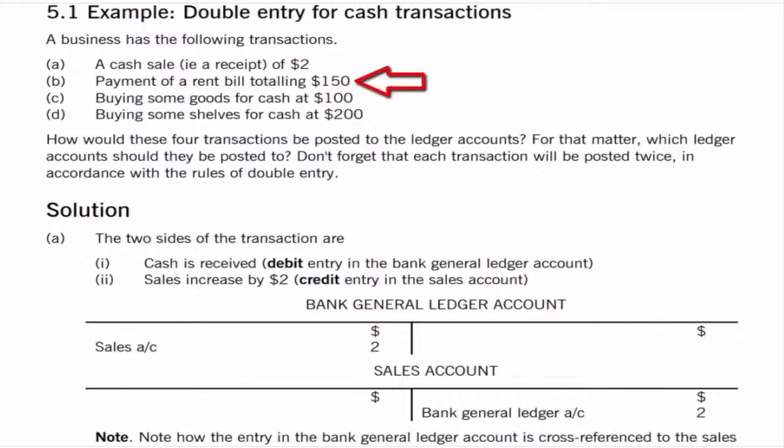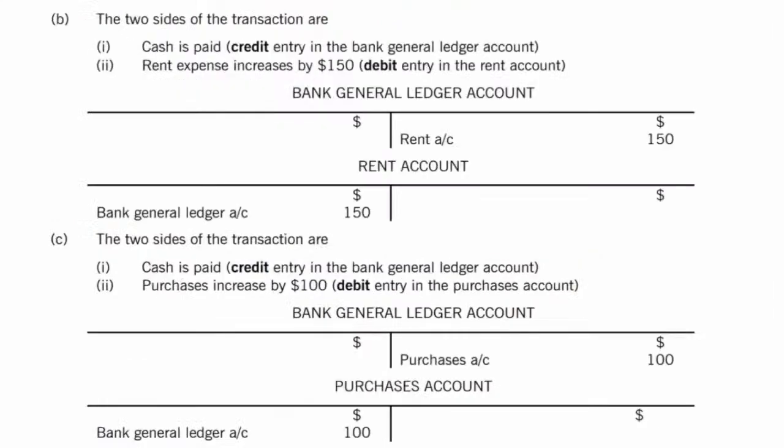Transaction B. Payment of a rent bill of $150. What happens? The business pays rent. This reduces its cash balance and increases its rent expense. 1. Cash account, asset. Paying rent decreases the cash account. Assets decrease with a credit. 2. Rent expense account. The rent expense increases because the business incurred the cost. Expenses increase with a debit. Recording in ledger accounts. Bank general ledger account, cash, credit $150. Rent account, debit $150.